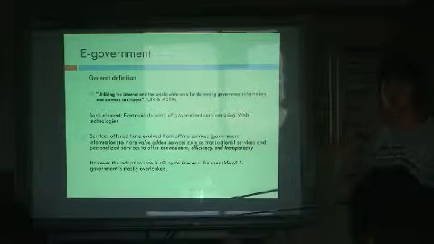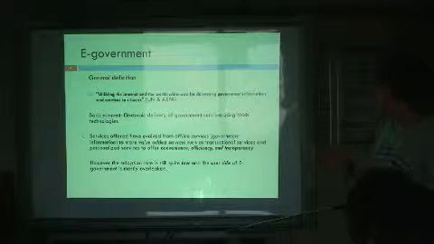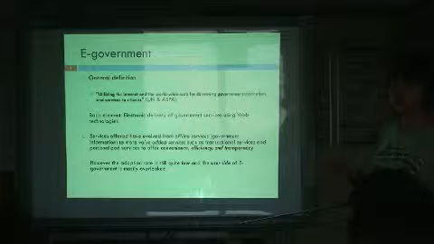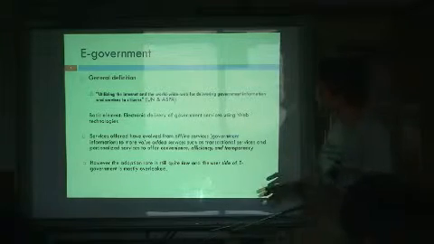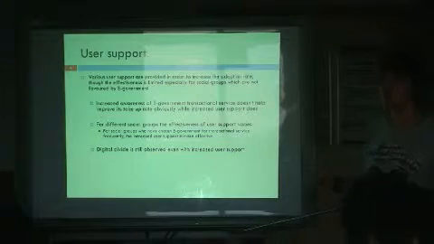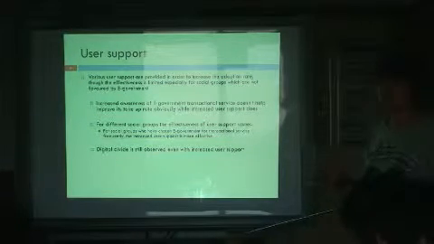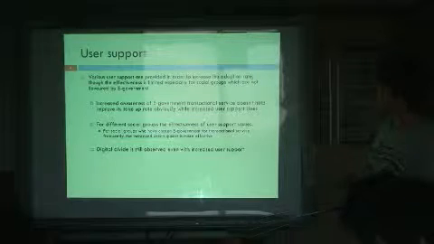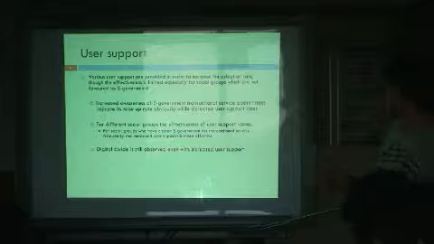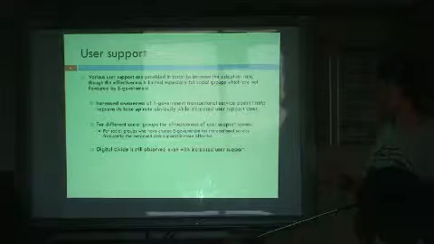But the problem of e-government is that the adoption rate is still relatively low, although there are many advantages of using it. And also the user side is overlooked. So actually, in reality, there are many different kinds of user support provided in order to increase the adoption rate of e-government. However, the effectiveness of different strategies might be different for different social groups.